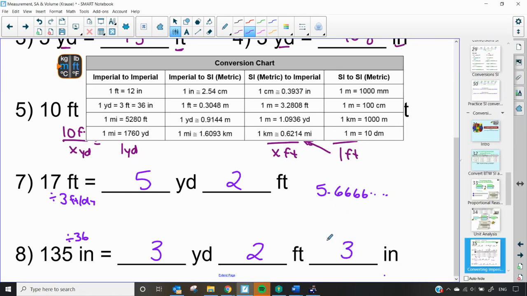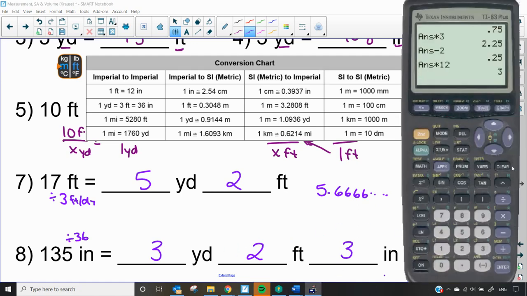Now again, sometimes when we're working through it this way, it's difficult to see how everything fits together. So we can always check by working backwards. We have 3 yards times 36 inches in a yard is 108 inches. 2 feet times 12 inches is 24. And if we add 108 plus 24 plus 3, we get 135 inches.